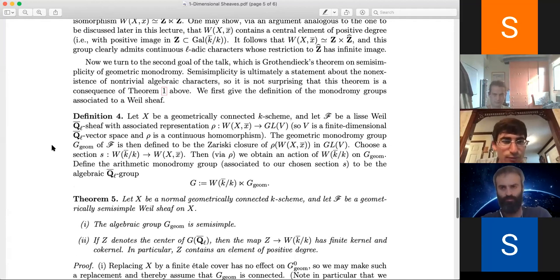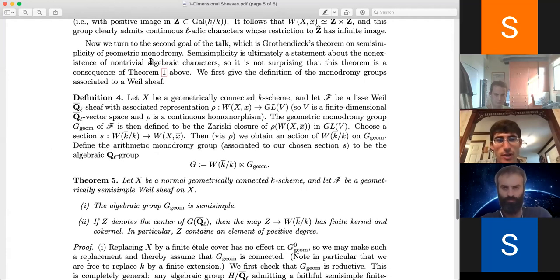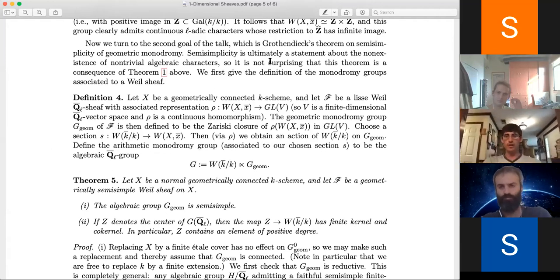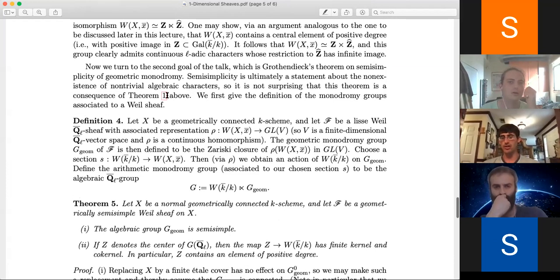Right. So the second main result of this talk is Grothendieck's theorem on semi-simplicity of the geometric monodromy associated to a Lie sheaf. Semi-simplicity here means in the sense of algebraic groups, and semi-simplicity of an algebraic group is a statement about the non-existence of certain algebraic characters. So given that you want to say some non-trivial character doesn't exist, it's not surprising that the theorem is ultimately a consequence of the above result, which says basically that there are no interesting characters in the geometric fundamental group.